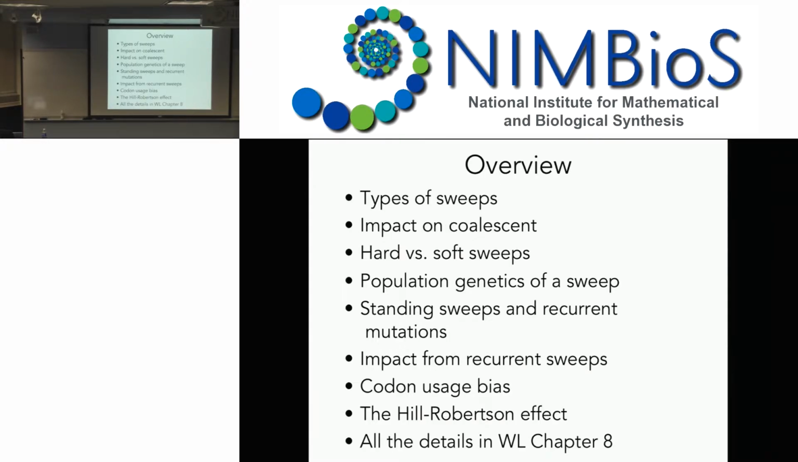So here is the overview. I want to talk about types of sweeps. Remember I mentioned this coalescent? The coalescent simply says, if I have neutrality and a constant population size, what do I expect those genealogies to look like? If I then throw mutations on those genealogies, that generates the site frequency spectrum and things like that. What's the impact of selection on that coalescent structure?